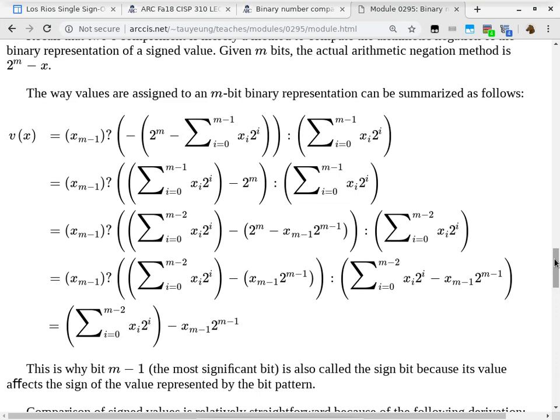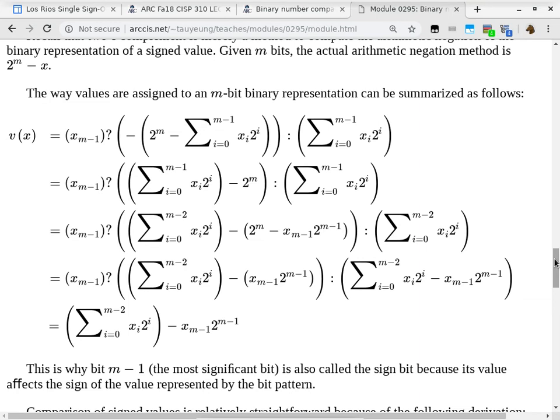Because if that bit is a 1, the quantity is negative. If that bit is a 0, the quantity is non-negative. Okay? So once again, m is the number of digits, and m minus 1 is the position of the most significant digit because we count from 0. So remember, we're counting from 0.